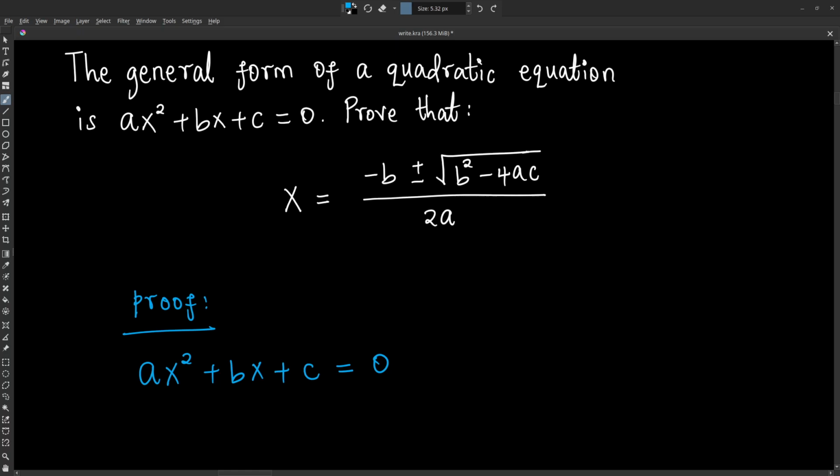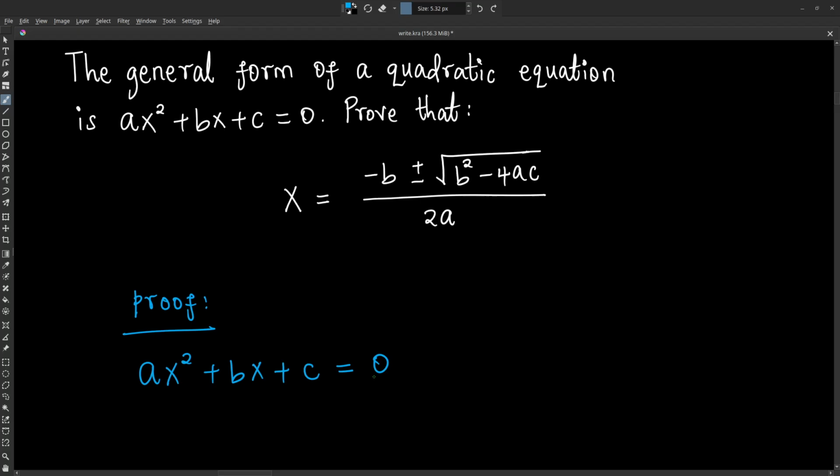Hello, have you ever wondered how you can derive the quadratic formula? That's exactly what you are going to do in this video. And we are going to use the completing the square method of solving quadratic equations. So let's start. A quadratic equation is generally of the form ax squared plus bx plus c equals 0, right?